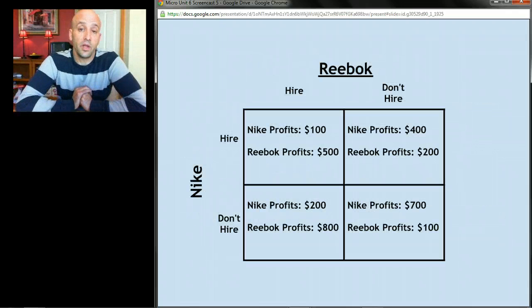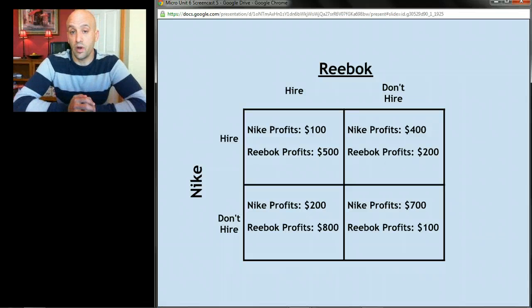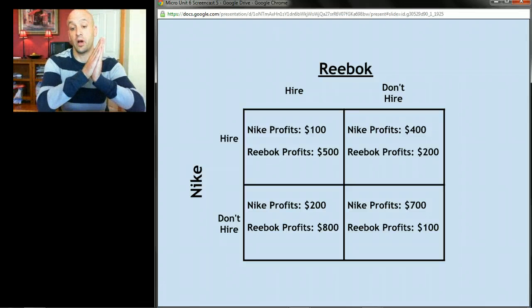Okay, so here's the payoff matrix. I'm going to strongly suggest you pause the video and play through it. Put yourself in the position of Nike and ask yourself, what would you do if Reebok hires a celebrity endorser? And what would you do if they don't hire a celebrity endorser? And if you would do the same thing either time, Nike has a dominant strategy. The same is true with Reebok. So pause the video, see if you can figure it out.